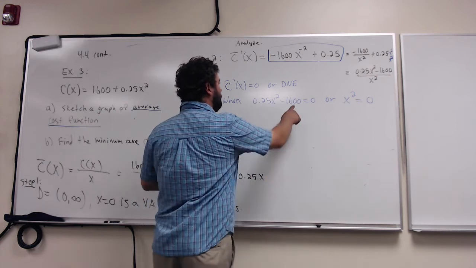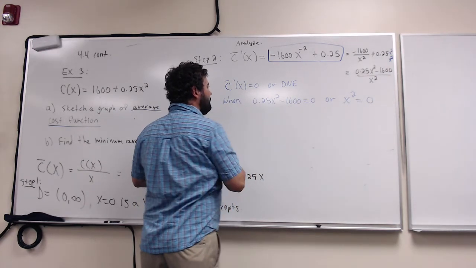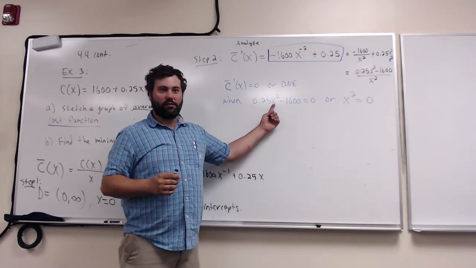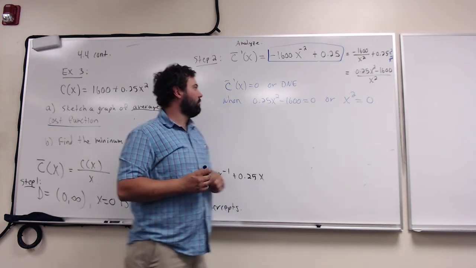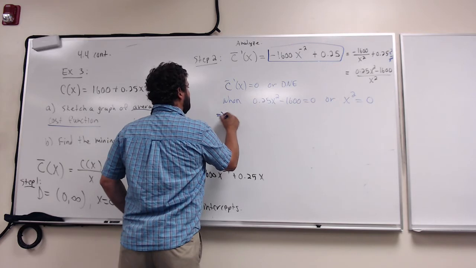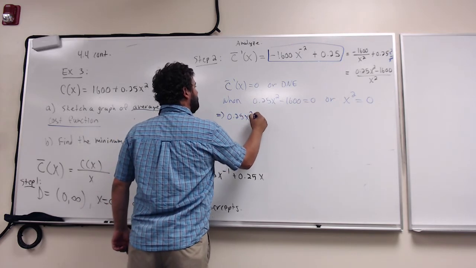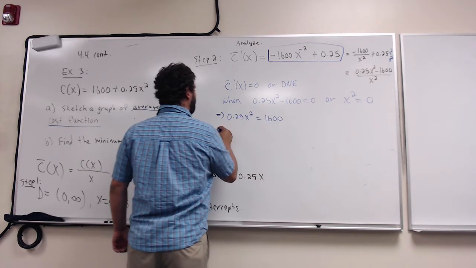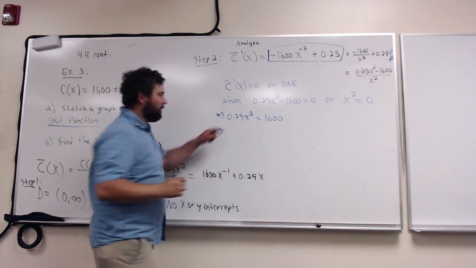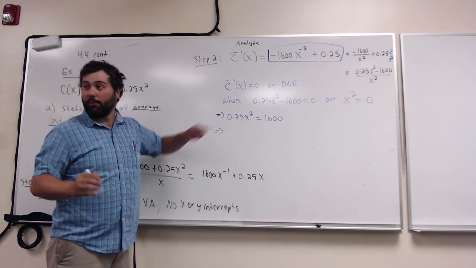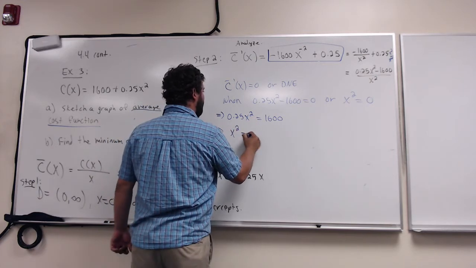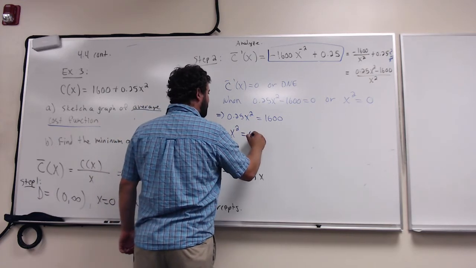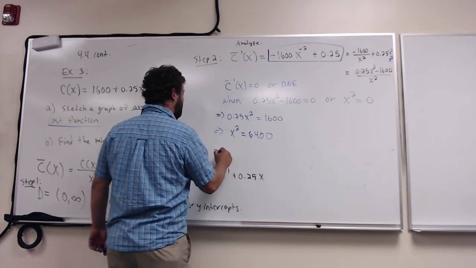And then we can solve the first one. So what can I do here? First I can solve for x squared, right? So I can move the 1600 to the right. And then I can get rid of the 0.25 by multiplying both sides by 4. Or you can divide by 0.25, same thing. And I think we'll get 6400.